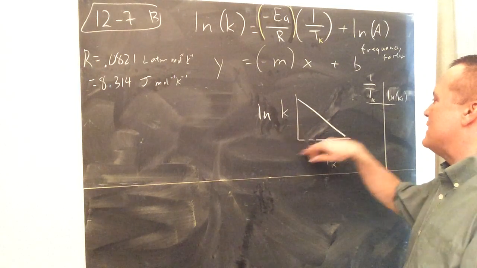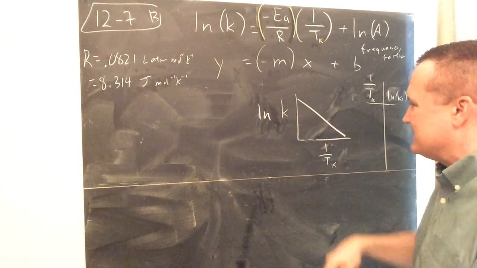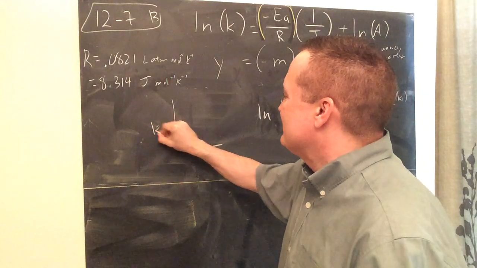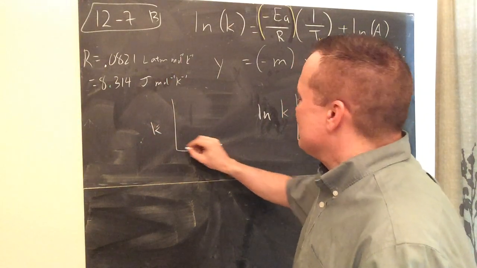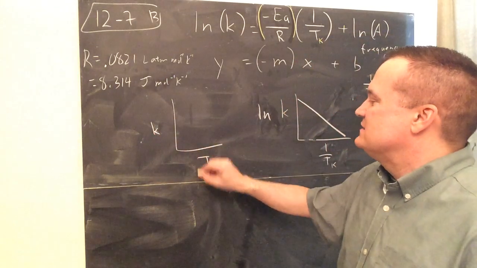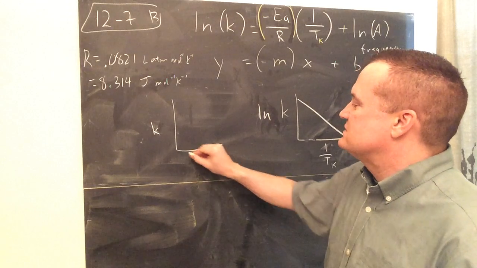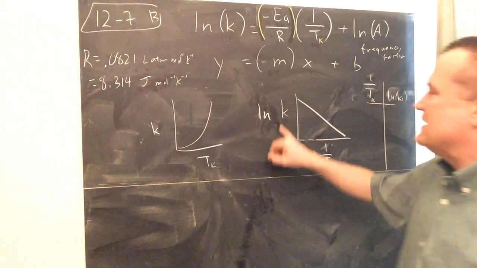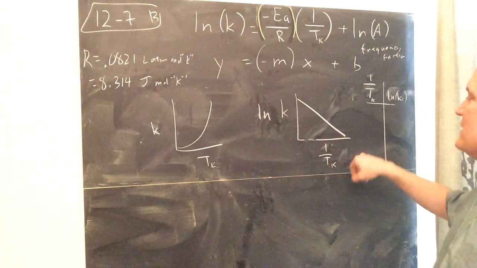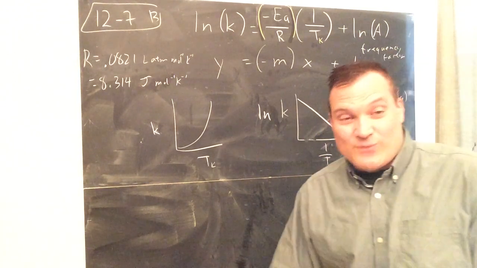What I drew before, I put the curve, but I didn't say it. I should have drawn 2 graphs. If I graph K, meaning the constant, versus temperature in Kelvin, I get the curve. But if I take the natural log of K and graph it against the inverse of the temperature, now I get a straight line going down. Now here's why it matters.